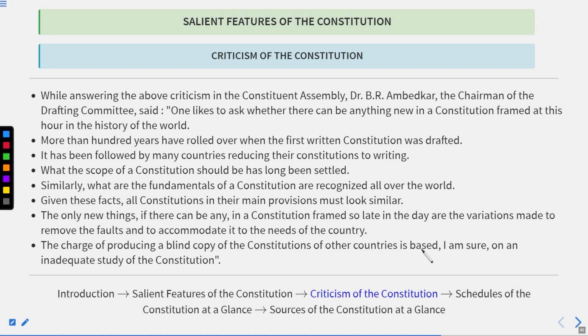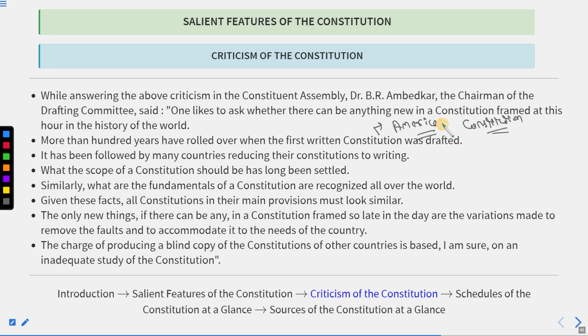While answering the above criticism in the Constituent Assembly, Dr. B. R. Ambedkar, who was the drafter of the Constitution and the chairman also of the drafting committee, said, one likes to ask whether there can be anything new in the Constitution framed at this hour in the history of the world. Okay, so he said more than 100 years have rolled over when the first written Constitution was drafted. And what was that? That was an American Constitution.